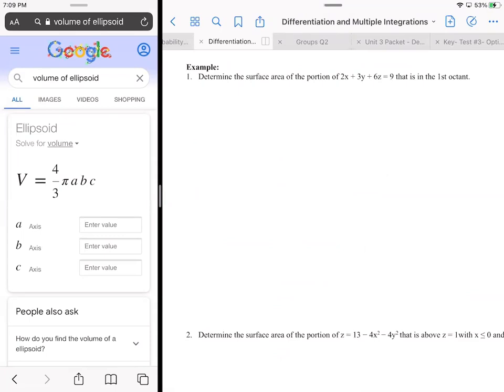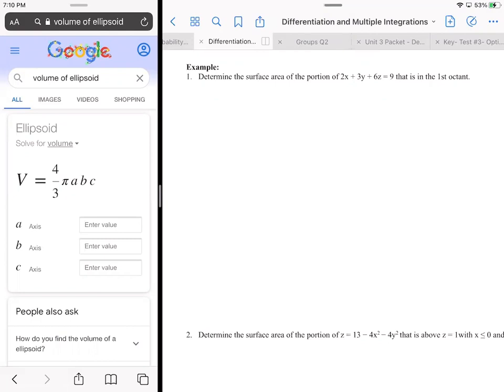Determine the surface area of the portion of 2x plus 3y plus 6z equals 9 in the first octant. So we have some characteristics that we can rely upon here. The first thing we want to keep in mind is that when we're looking at an octant, there are some bounds associated with that, and that's a good thing. Anytime we have bounds, especially if they're rectangular in nature, that's going to make our lives a lot easier.